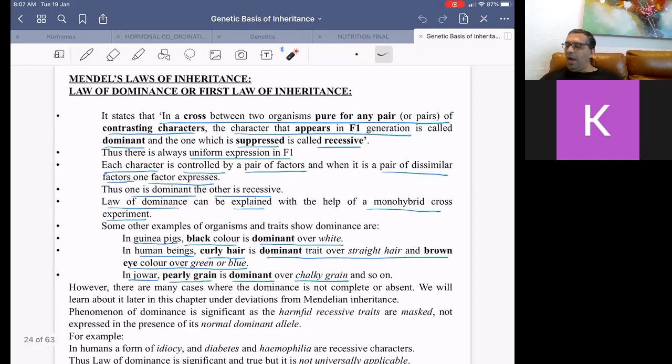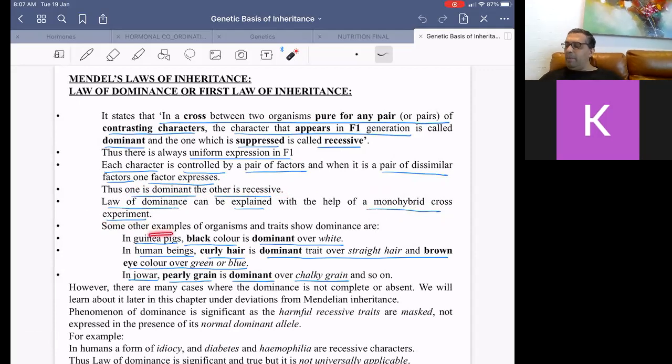The one which is dominant is expressive, the other is recessive. The one which expresses itself is called dominant, the other one which does not express is called recessive. So, the law of dominance has been explained by the monohybrid experiment.